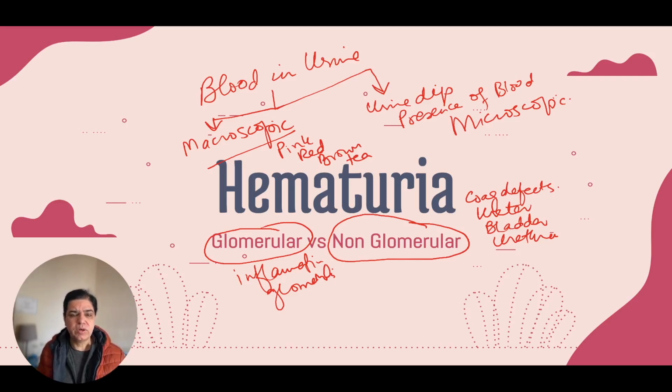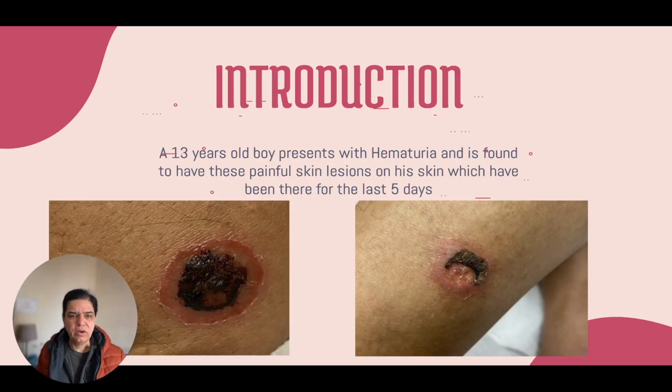It's very important that we differentiate, because the treatment differs. So how do we differentiate between them? Let's start with the example of a case study. Here we have a 13-year-old boy. He has some painful lesions on his skin, and somebody dipped his urine and found that it showed blood 2 or 3 plus. So it means that he has microscopic hematuria.